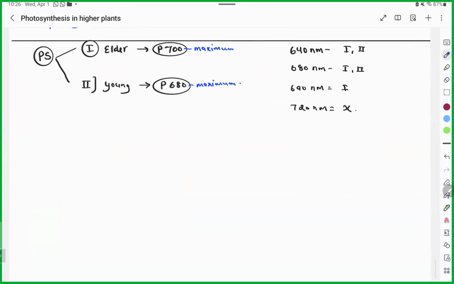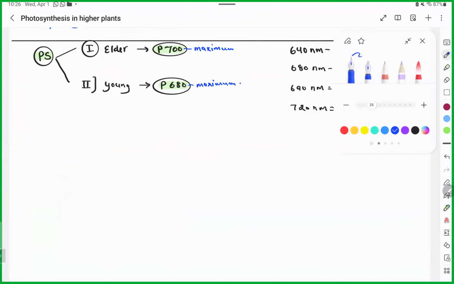So this was really, really important. Photosystem is responsible for trapping the light, and for trapping this light, the elder one can trap 700 nanometer light, and the younger one can trap 680 nanometer light.